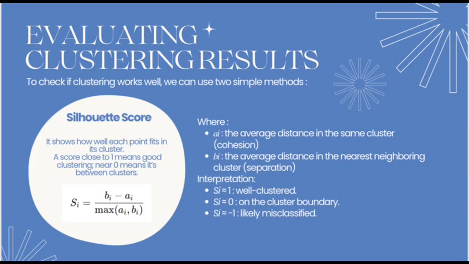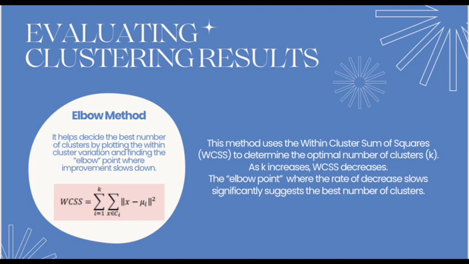To check if clustering works well, we use two simple methods. The first one is the silhouette score. It shows how well each point fits in its cluster. A score that is close to 1 means it's a good clustering, and a score that is near 0 means the point is between clusters. The second one is the elbow method.